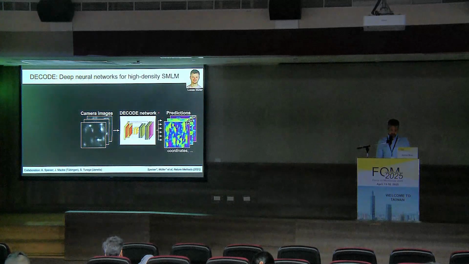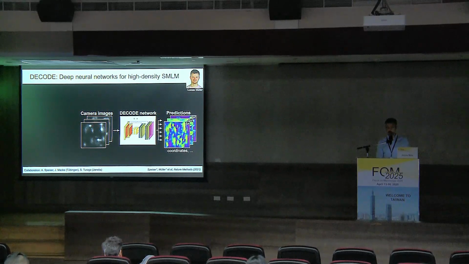So to improve on this, we developed a new fitting approach using deep learning convolutional neural networks, and that we call DECODE. The idea is to use these camera images as an input for your CNN, and then predict as an output the coordinates of your fluorophores. So you probably know that to train neural networks, we need a huge amount of data where we have the experimental data together with the ground truth. Unfortunately, that's something we don't have in single molecule localization microscopy, because when we take these camera images, we don't know precisely where the single fluorophores are.